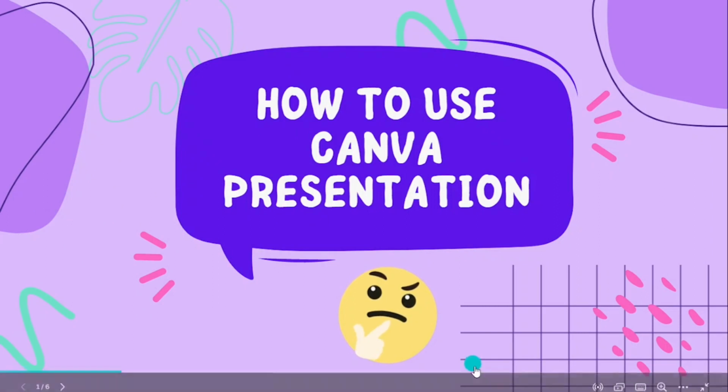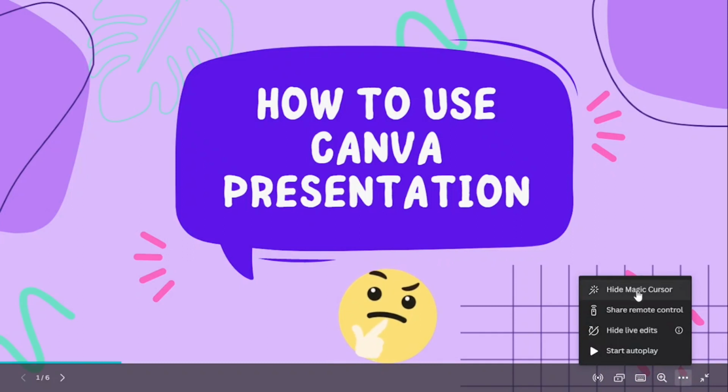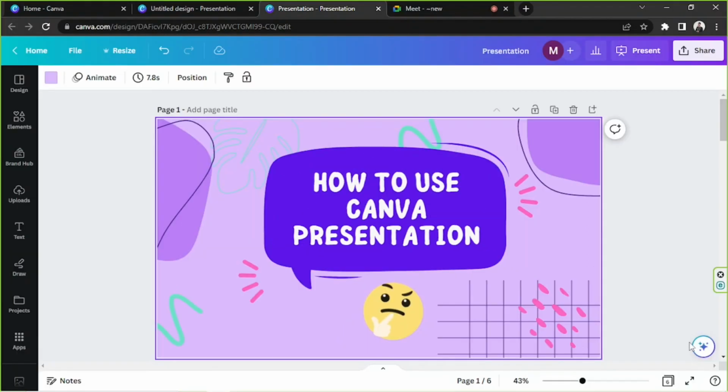If you hover below, you'll also see some tools you might find handy. So interactive Q&A with Canva Live, open presenter view, magic shortcuts, zoom in and out, more, hide magic cursor, share remote control, hide live edits, start autoplay. And then this one will help you exit from the full screen mode.